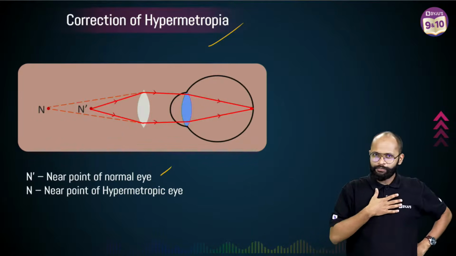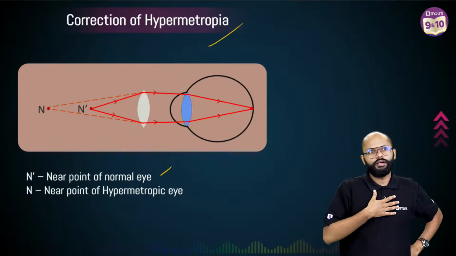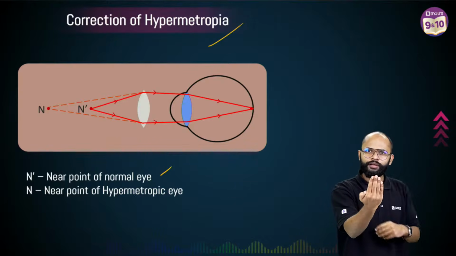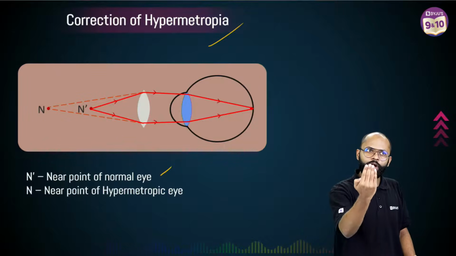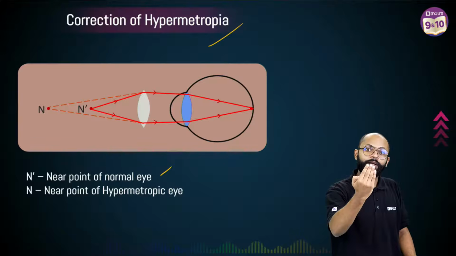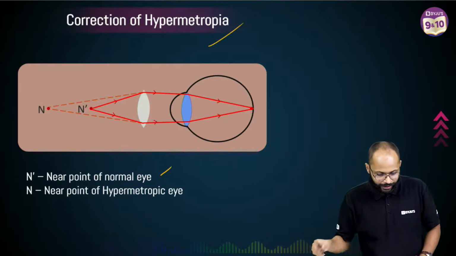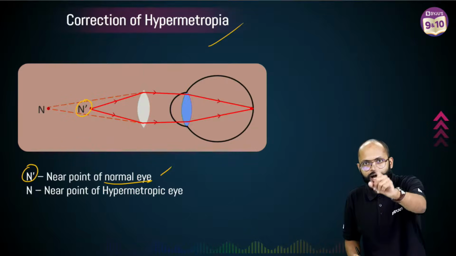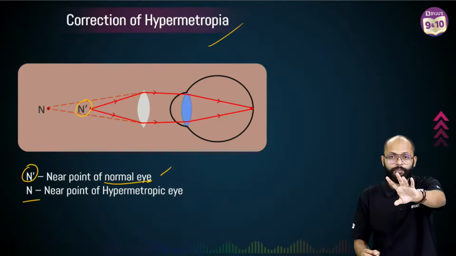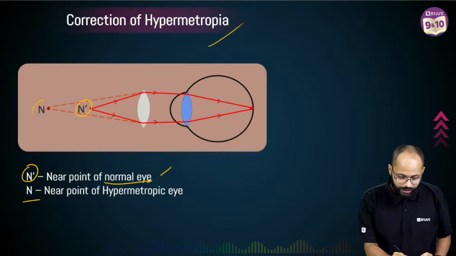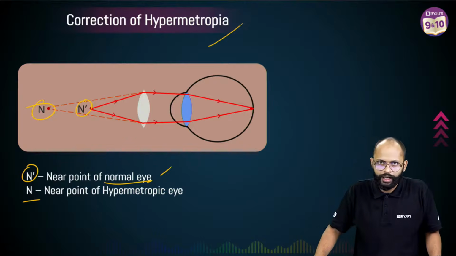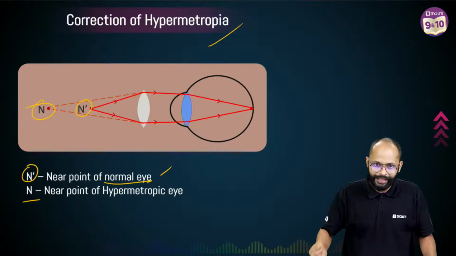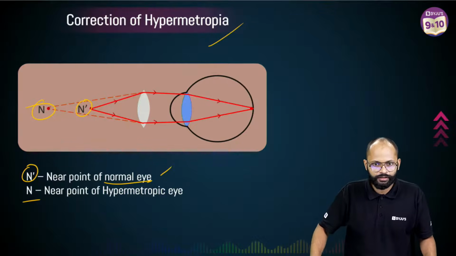But if I am a hypermetropic person, my near point cannot be 25. भाई मेरे को तो दिक्कत हो रही है. I'm not able to view 25. Means my near point will not be 25. It will be away from 25, right? So n dash here is the near point of a normal eye. But for a hypermetropic eye, n will be away from n dash. This is the near point of hypermetropic eye. So you got this logic, है ना? बढ़िया, है ना? Yes, more than 25. बहुत बढ़िया रिचा. मजा आ रहा है ना?